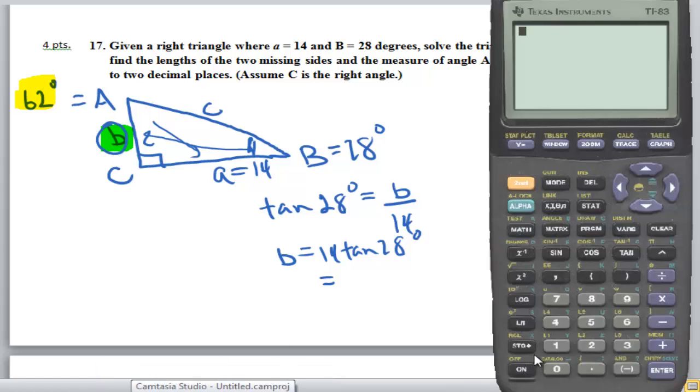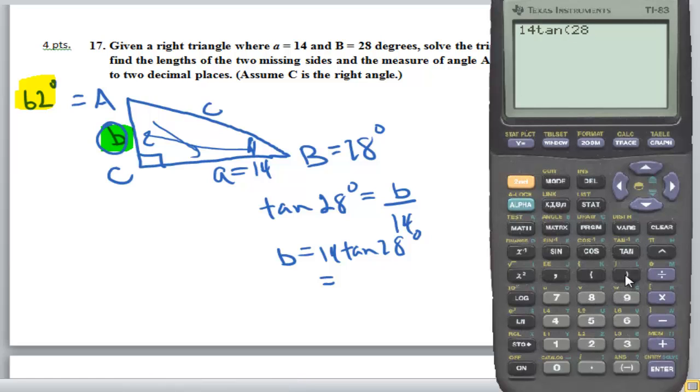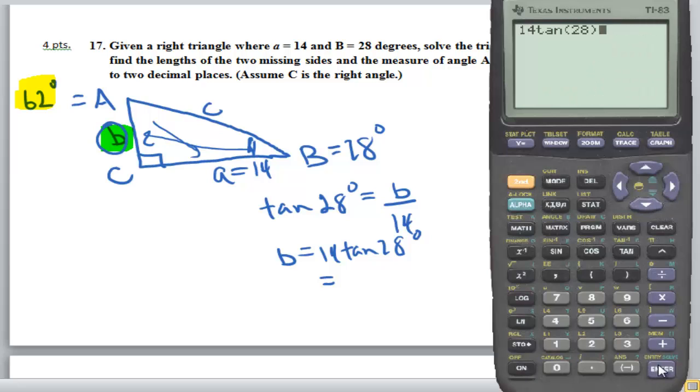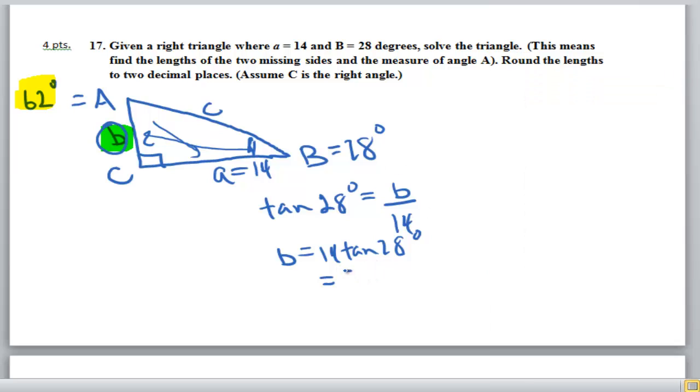And then I would just do that on the calculator. Right? On the calculator, 14 tan of 28. Just make sure I'm in the proper mode, right? Degree mode, which I'm not. You gotta be careful there. And that's going to give me 7.44. So side B is 7.44.